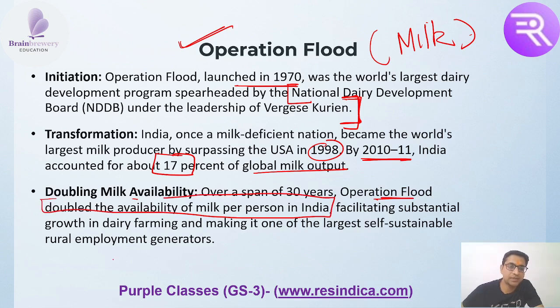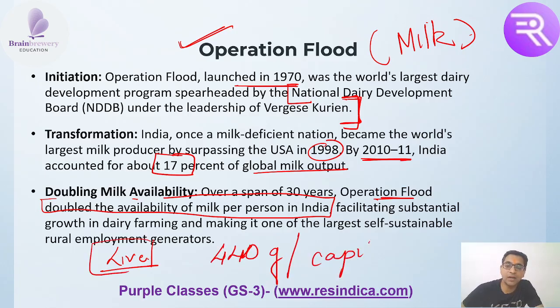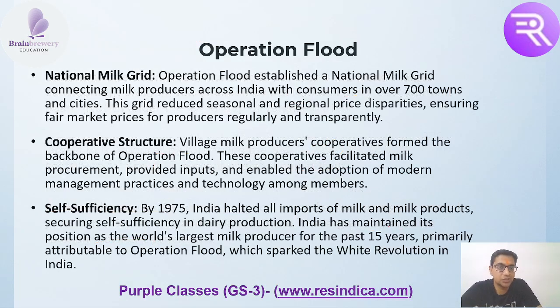And right now, as per the livestock census, we are providing around 440 grams of milk per capita in our country. So we have become self-sustainable, self-reliant, and also provide jobs in this whole sector.